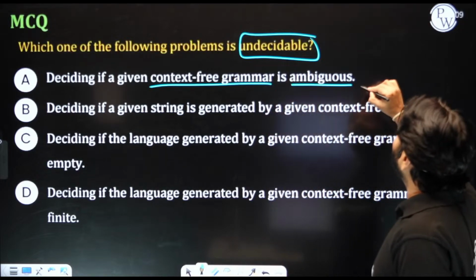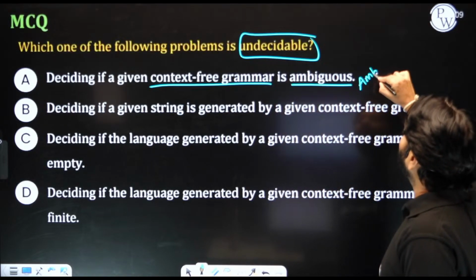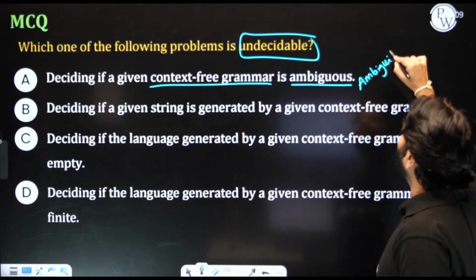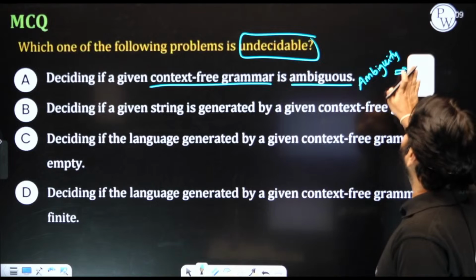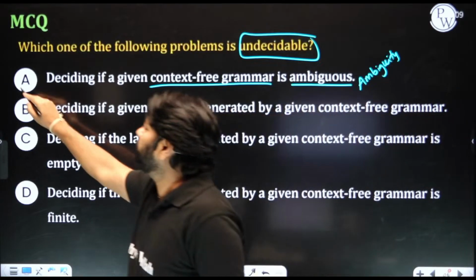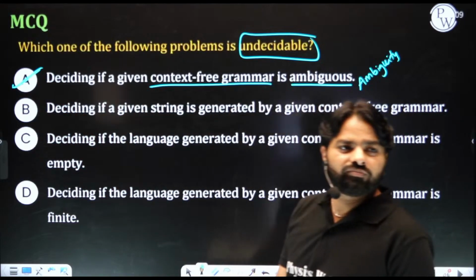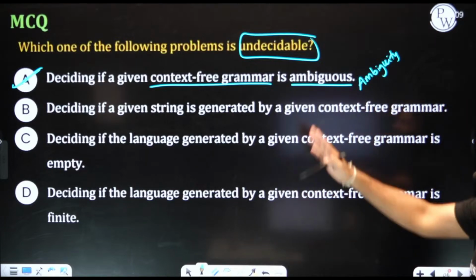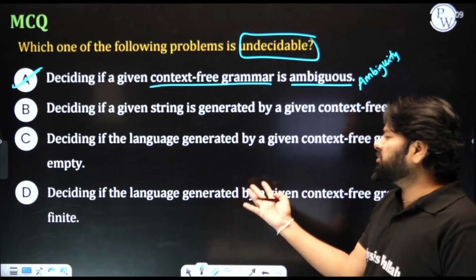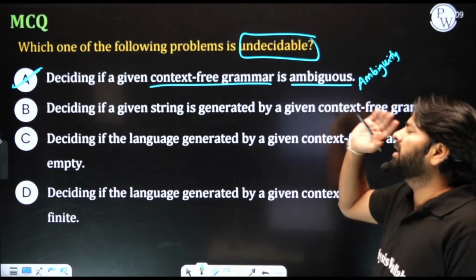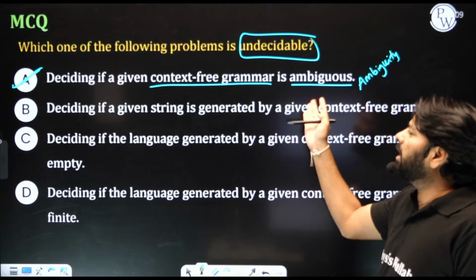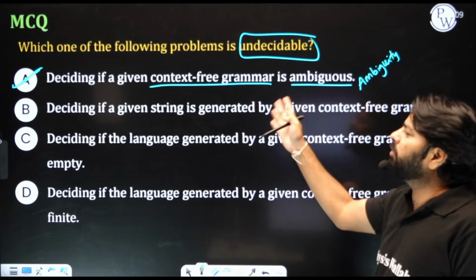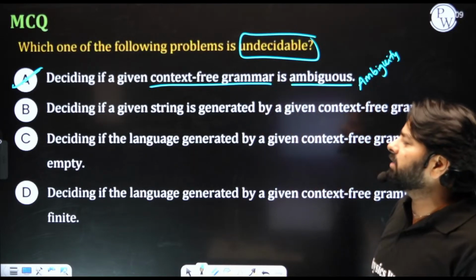So the ambiguity problem for context free grammar is undecidable, right? This is undecidable. Okay, I'm just putting the tick because it's already undecidable. It's MCQ, that means you got the answer. Remaining should be decidable, as you got the first one in the exam. It's a time saver, right? You got the answer, you are confident about it, then no need to look at even other options, but we'll look at it.